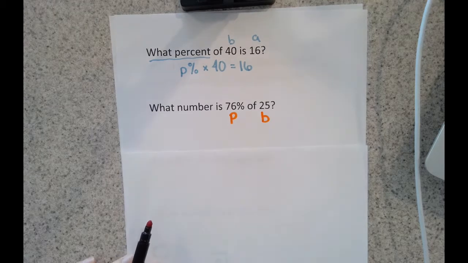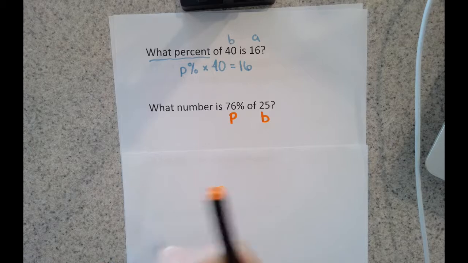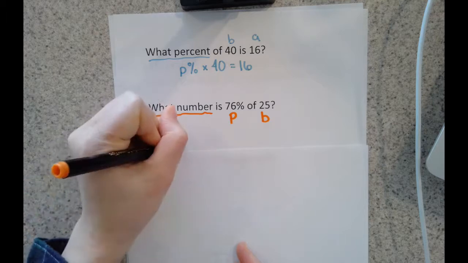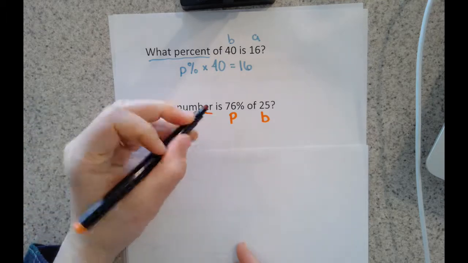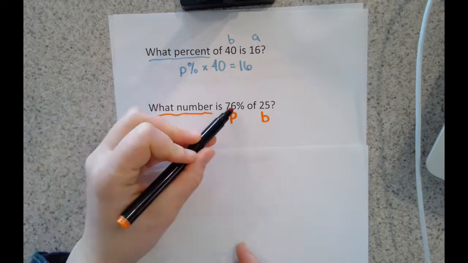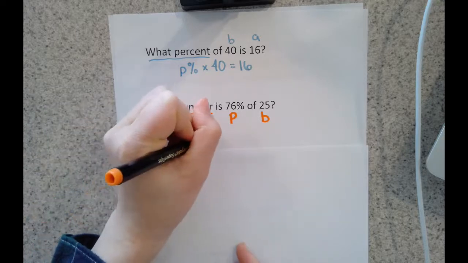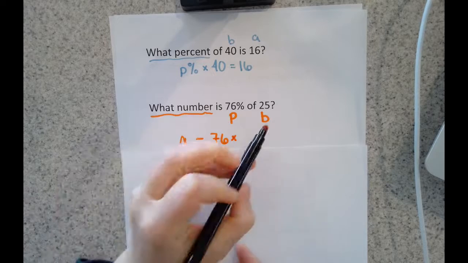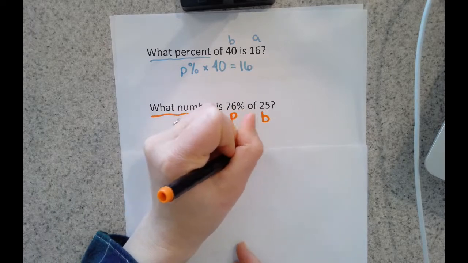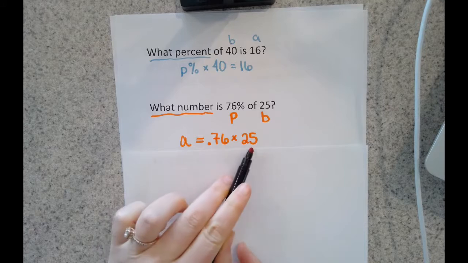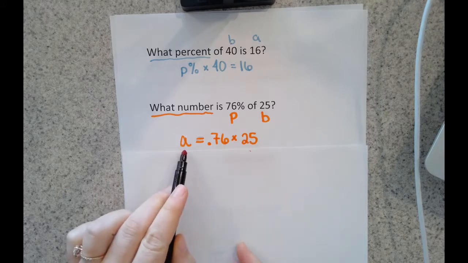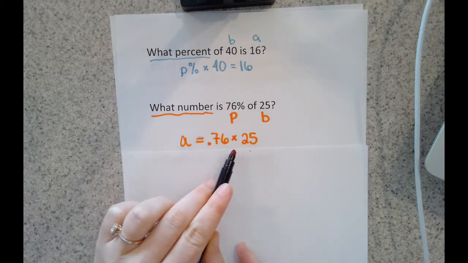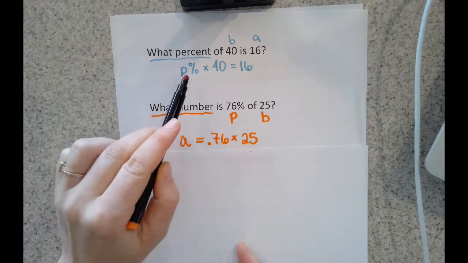If we're going to translate this problem directly into math language, what number, this is an unknown that we can fill in with a variable, is means equals, 76 is my percent, which I have to write as a decimal when I plug it in, of, often means multiply in math, 25. Percent times the base equals the part. In this scenario, the part is unknown. We can find that by multiplying these two. In the last scenario, the percent was unknown.